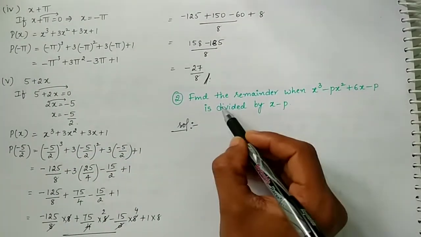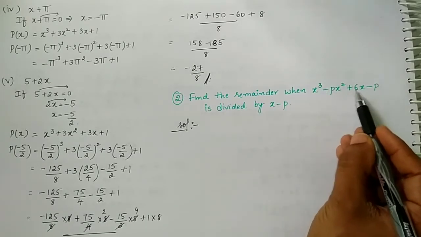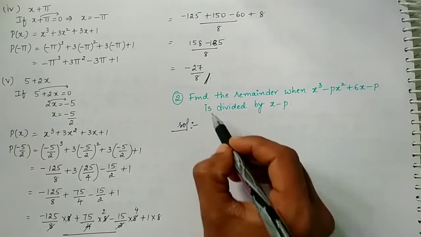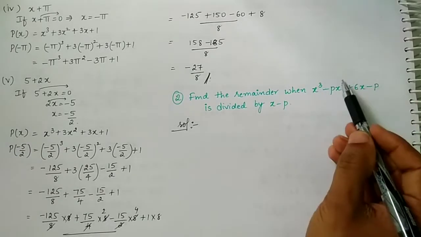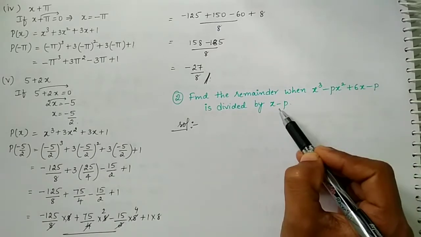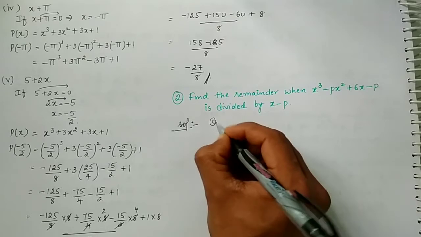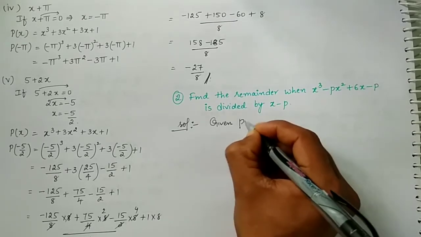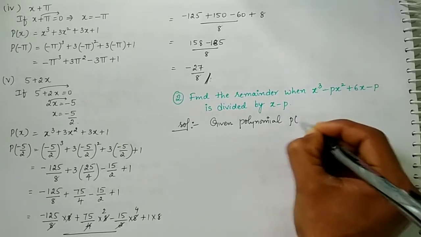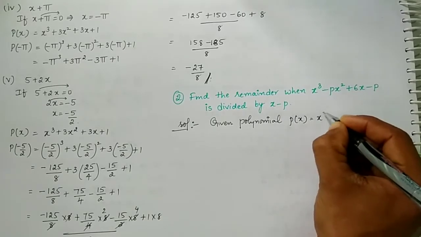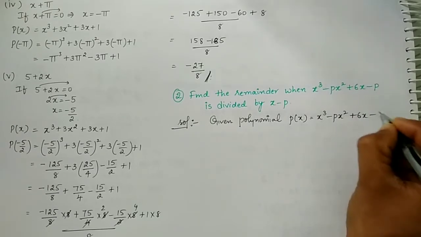Question number 2. Find the remainder when x cubed minus px squared plus 6x minus p is divided by x minus p. So this is the polynomial given and we have to divide this polynomial with a linear polynomial x minus p. First I write the given polynomial: p of x is equal to x cubed minus px squared plus 6x minus p.